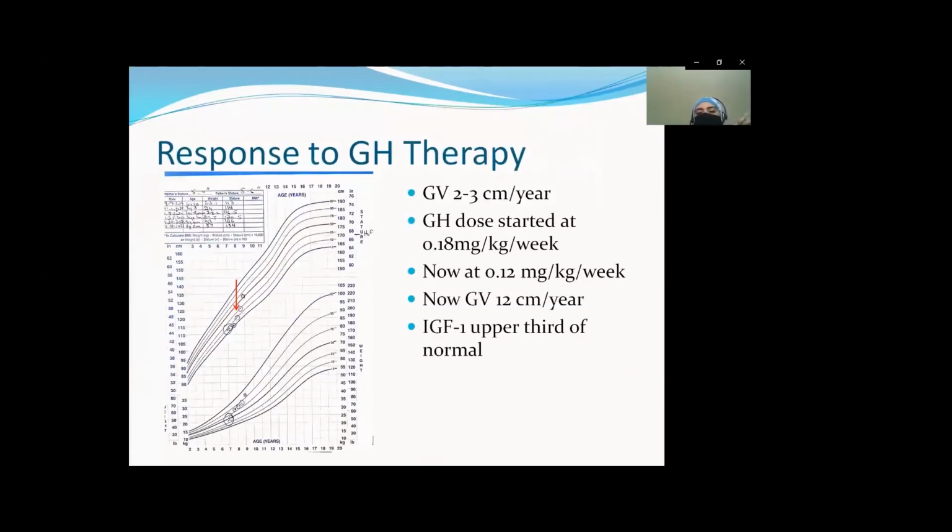So, in response to growth hormone therapy, this is one of my patients who had a nasopharyngeal tumor and received intracranial radiation. He actually had multiple pituitary abnormalities and initially had a very low growth velocity, about 2 to 3 centimeters per year. And I didn't need an arrow here to show you where growth hormone was started. He had a remarkable response, so much that I had to continually decrease his dose to keep his growth velocity around 12 centimeters per year and his IGF-1 in the upper third of normal.